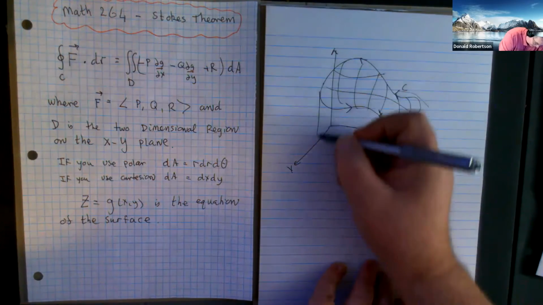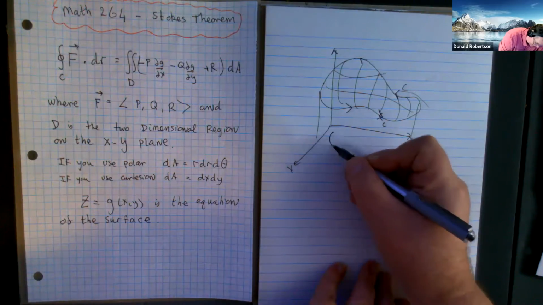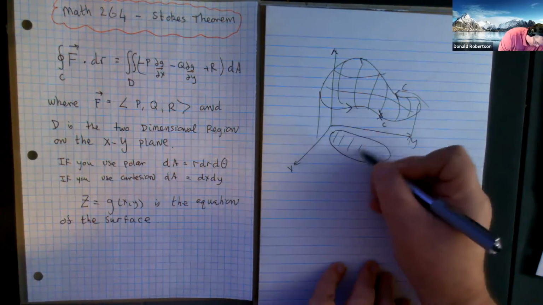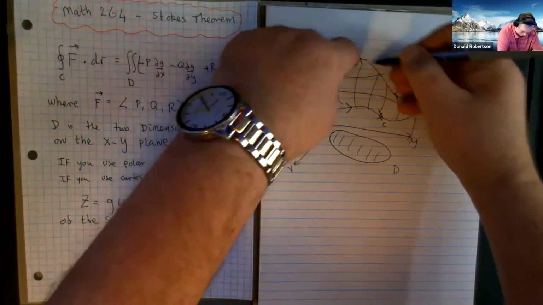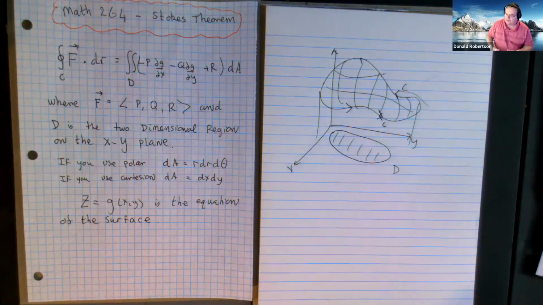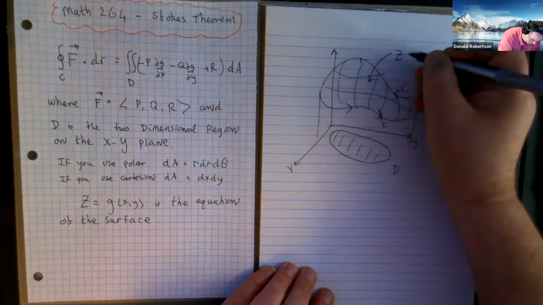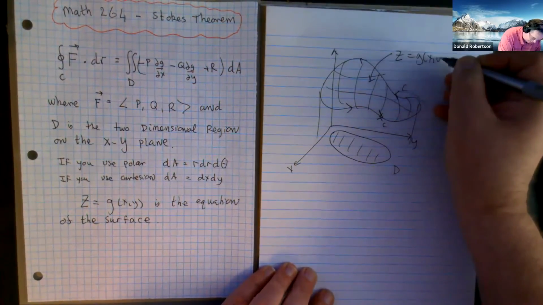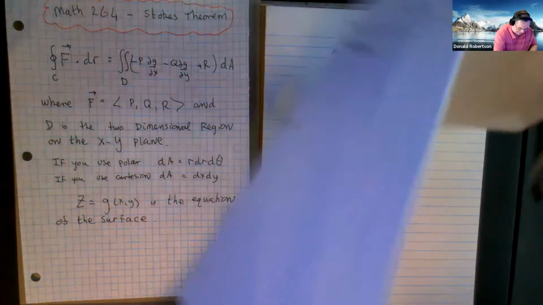D is what you would get if you projected this thing onto the floor. Can we just pretend that it looks like that? So D is the shadow of the outside of C hitting the floor. It's the shadow of the surface. It's another way of looking at it. And G is the equation of that surface, so Z equals G of X, Y.